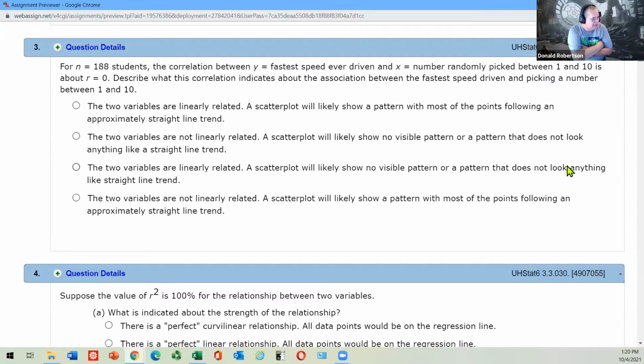Describe what that means by picking one of the following 4 sentences. If R equals 0, what would you be able to say? Which one of those 4 describes it? The second one. Are not linear related. Agreed. And a scatter plot will likely show no visible pattern. Would you all agree that that's essentially what that's saying?